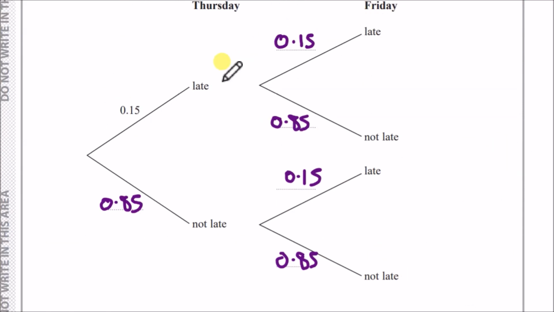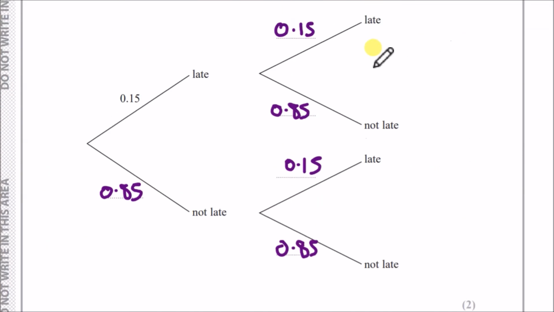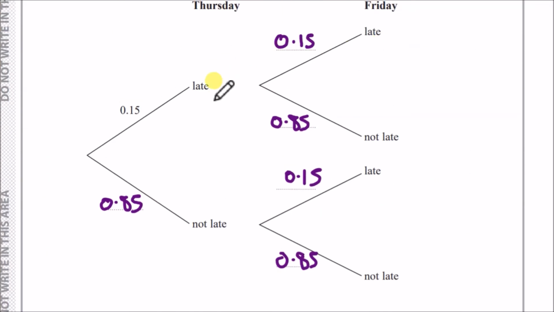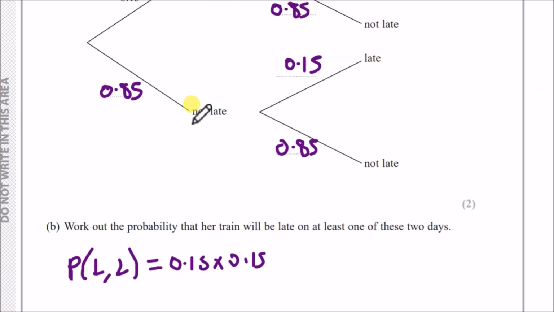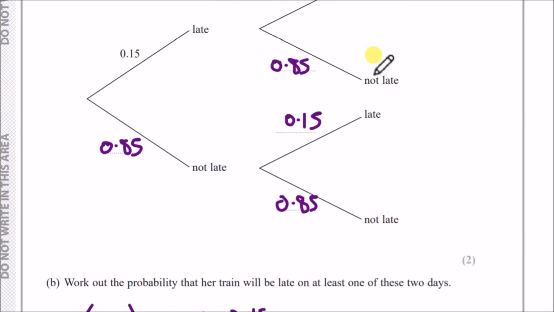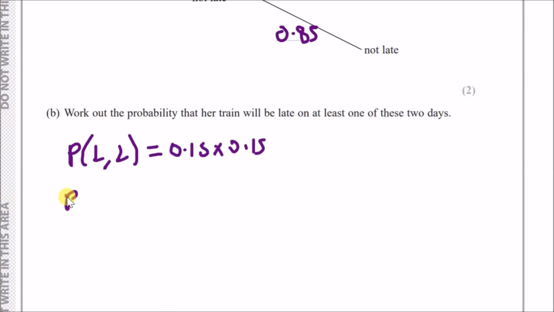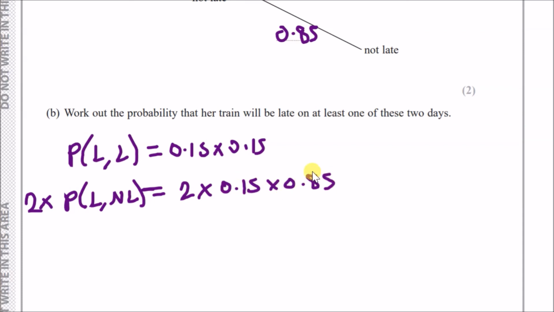So late, Thursday, Friday. If we look at it this way, we're looking at the probability of being late, so we can write in steps. Probability of being late, which is 0.15 times 0.15, or probability of being not late then late, or late and not late. So in other words, probability of late and not late, and you're doing this twice, yeah? This is just going to essentially be 2 lots of 0.15 times 0.85. And then you just do the maths here, guys. You just work this out.